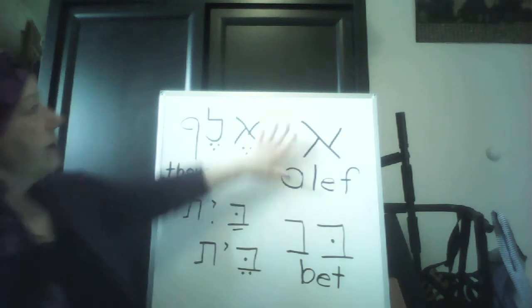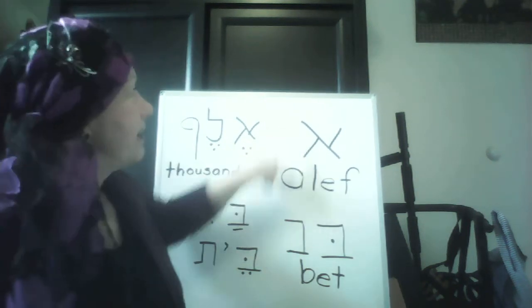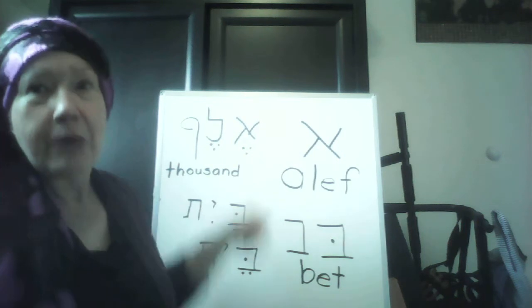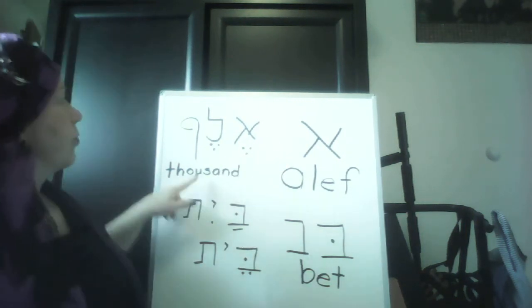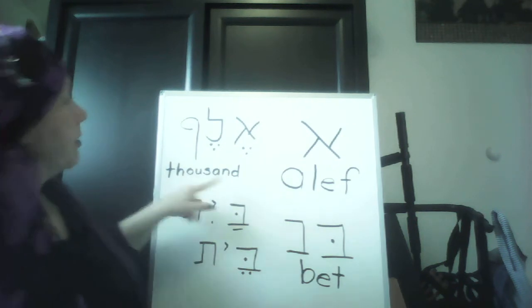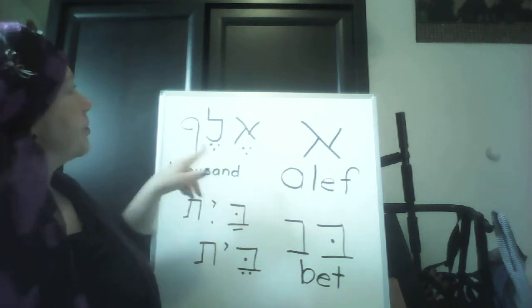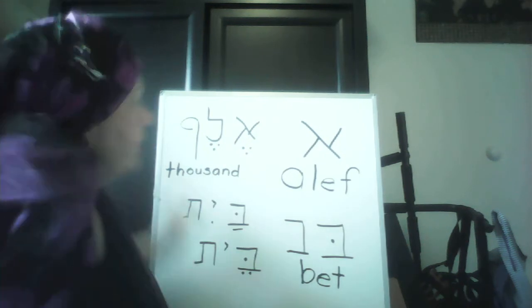Every letter has a word that's not exactly how you pronounce the letter, but is very closely associated with it. For Aleph, that word is Elef. I didn't get that on there. It means thousand, but it's pronounced Elef. And I don't know how well you can see this.